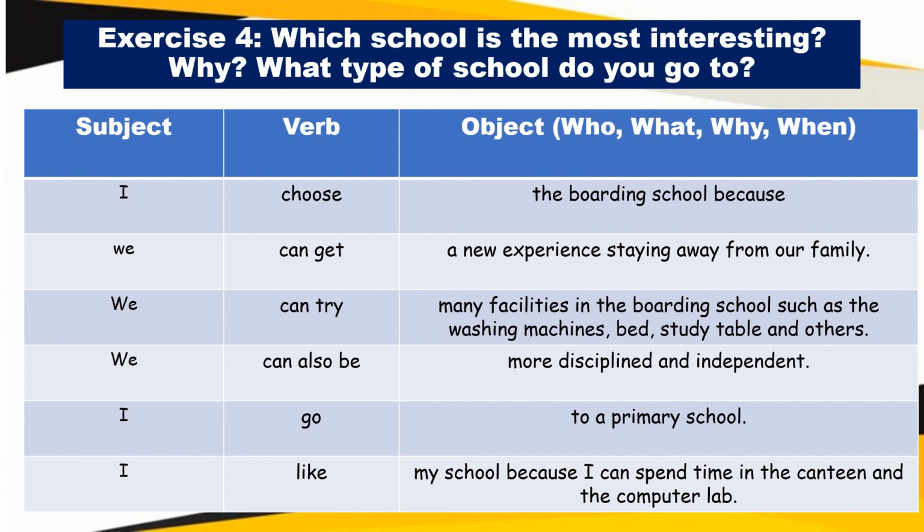So, this one is to answer what type of school do you go to? I go to a primary school. I like my school because I can spend time at the canteen and the computer lab. So you can do a table like this, and then you can write in a paragraph in more than 50 words.